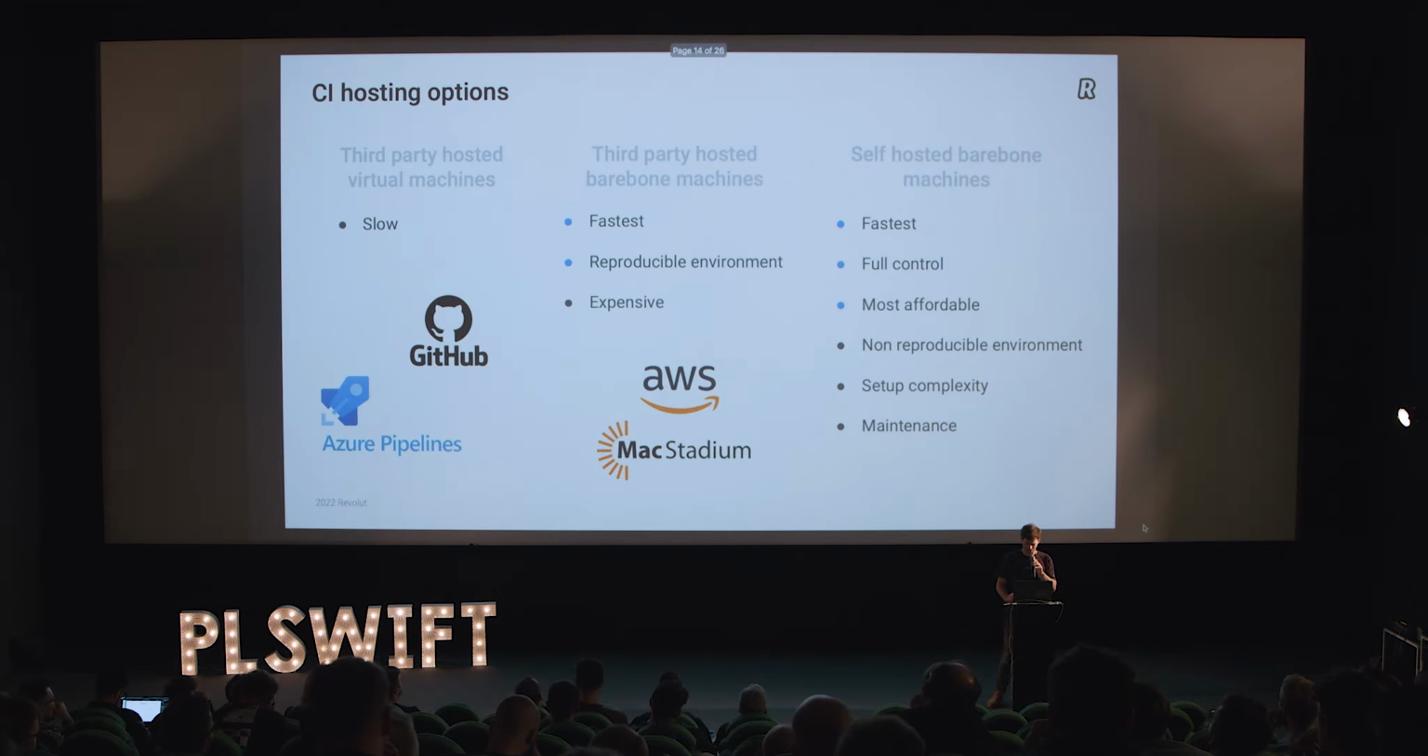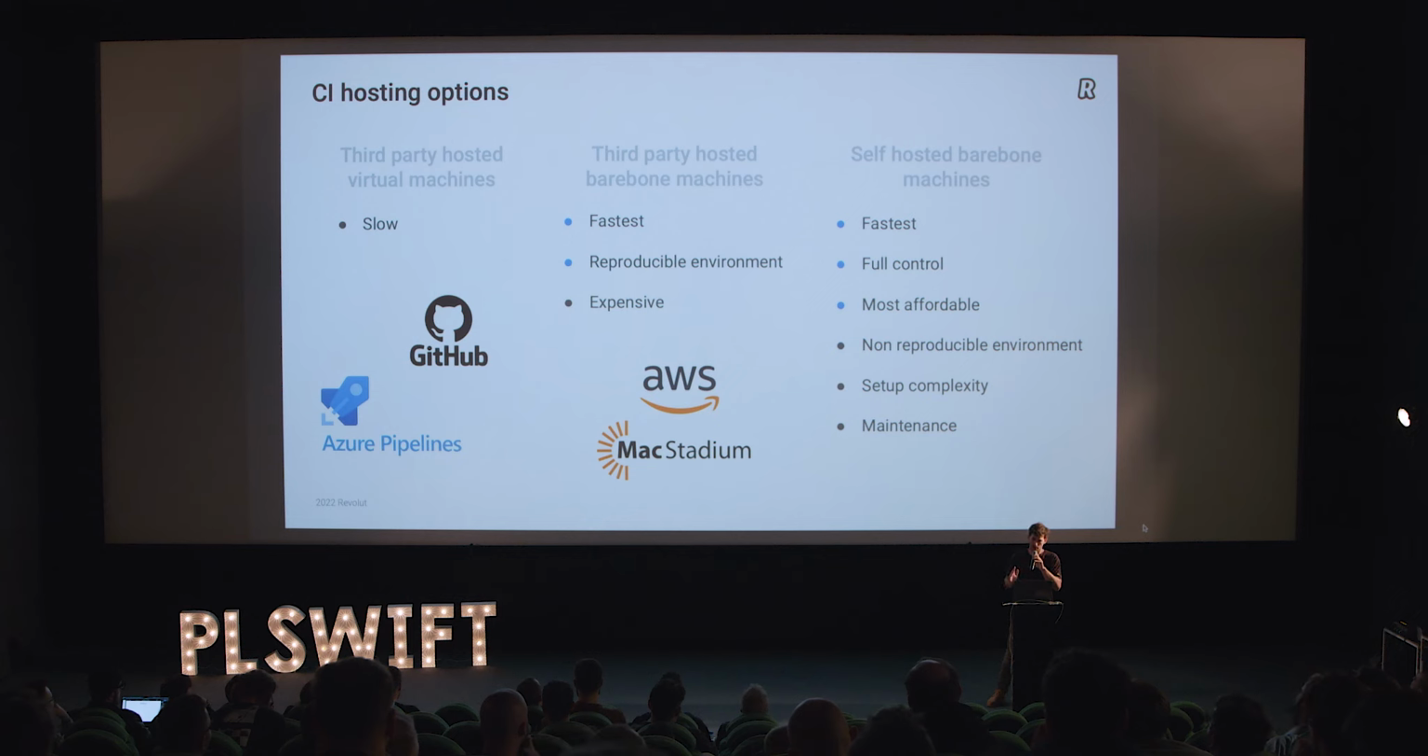So the first thing to think about is how powerful are the machines I'm running the jobs on, right? I would say there are 3 main options at the moment for machines on the cloud. You have third-party hosted virtual machines. You have third-party hosted bare metal machines. A bare metal machine is one where you run the code directly. No virtualization, nothing, just a full Mac. And then you can have self-hosted bare metal machines.